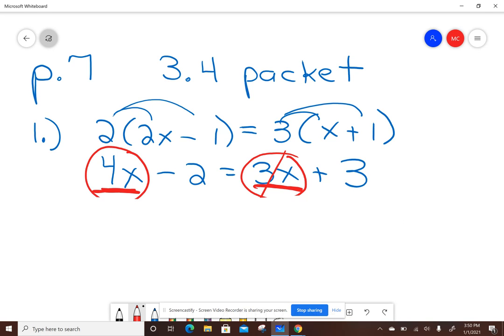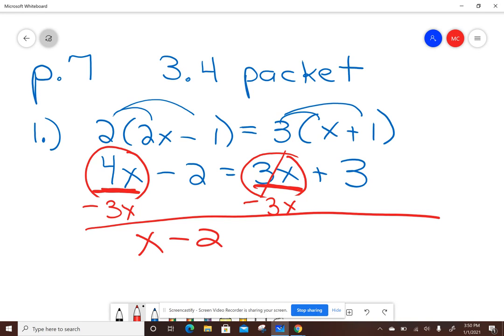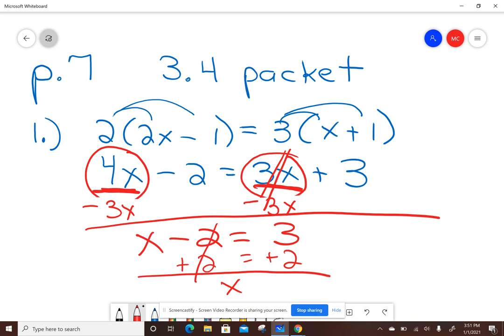You want to get the variable on one side, but you're allowed to subtract or add to either side, whichever you decide. Now, the reason I think subtracting 3x from both sides is the best choice is because it both gives me my variable on the left, that goes away, and it also makes my variable positive. So now I have the simple equation x minus 2 equals 3. I add 2 to both sides, and I end up with x equals 5, which is the correct answer.